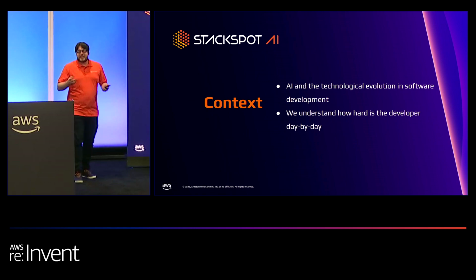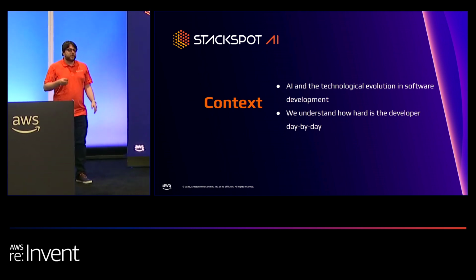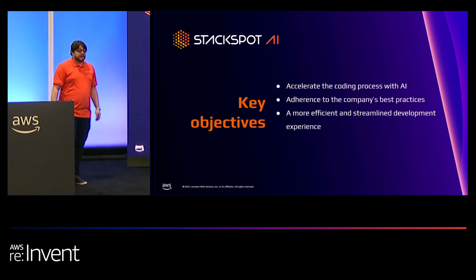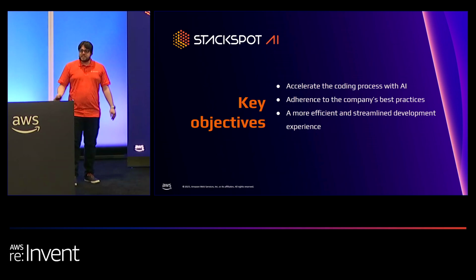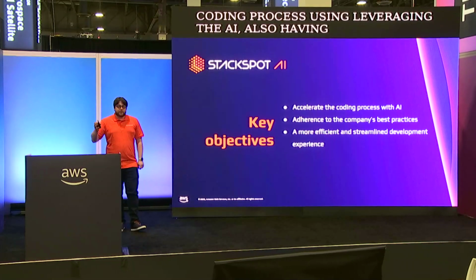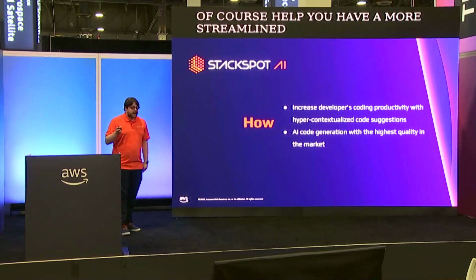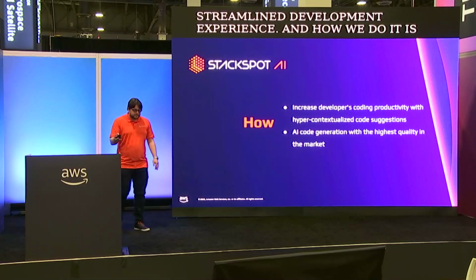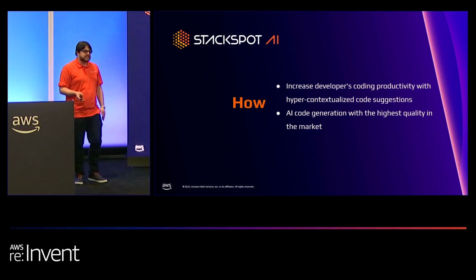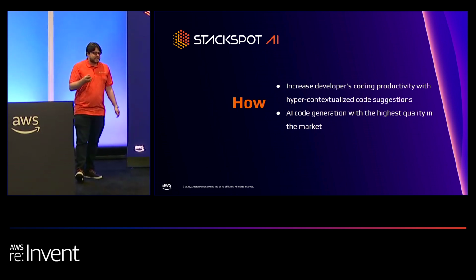So what we wanted to do is basically help you in your day-by-day coding, helping you code in the fastest way possible, in the most productive way possible, and of course, enhancing your experience while coding. So our key objectives here are basically to accelerate the coding process by leveraging AI, also have adherence to the company's best practices, and of course, help you have a more streamlined development experience. And how we do it is by increasing the developer's coding productivity by using hyper-contextualization. I'll explain and show you a little bit more when I am using the StackSpot AI platform.